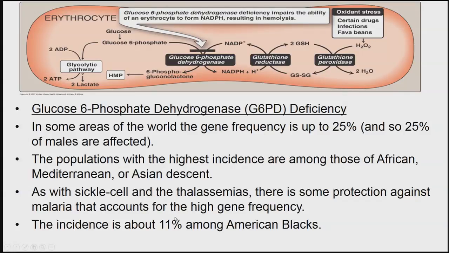Now, in America, the incidence is about 11% amongst American blacks. This is one of those things where, when you're doing a patient history, it can be helpful to find out their heritage. Because if you have a patient of African or Mediterranean descent, in terms of likely diagnoses, when you see a problem, this may be something you might be more likely to look at, for example.